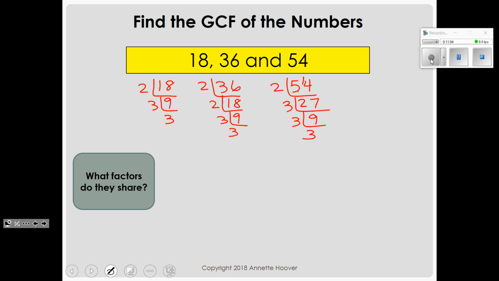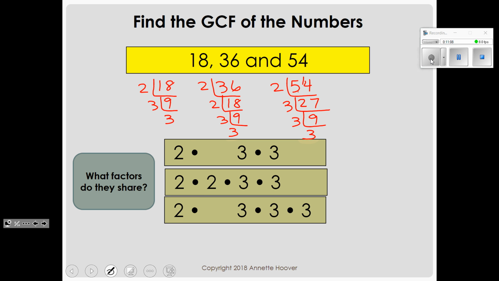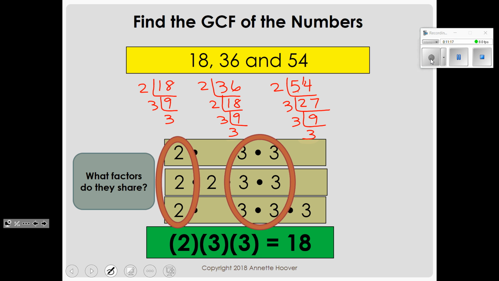So I can really quickly look up here. Here they are written out the same way, but vertically. They share a 2 and two 3s. So 2 times 3 times 3, the greatest common factor would be 18.